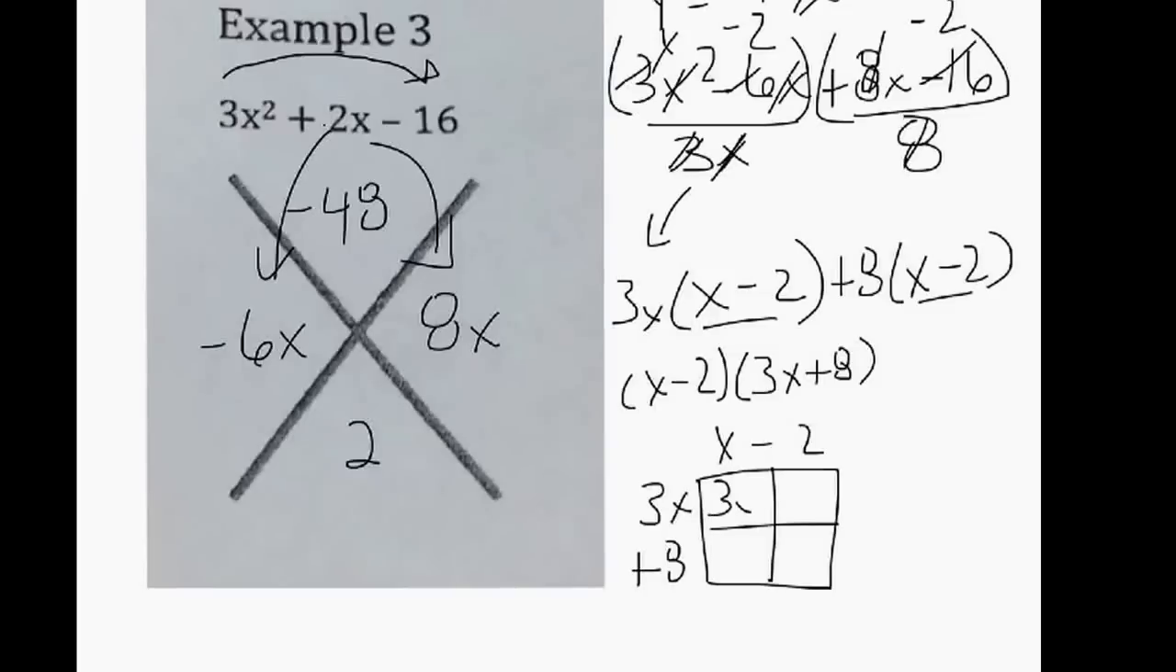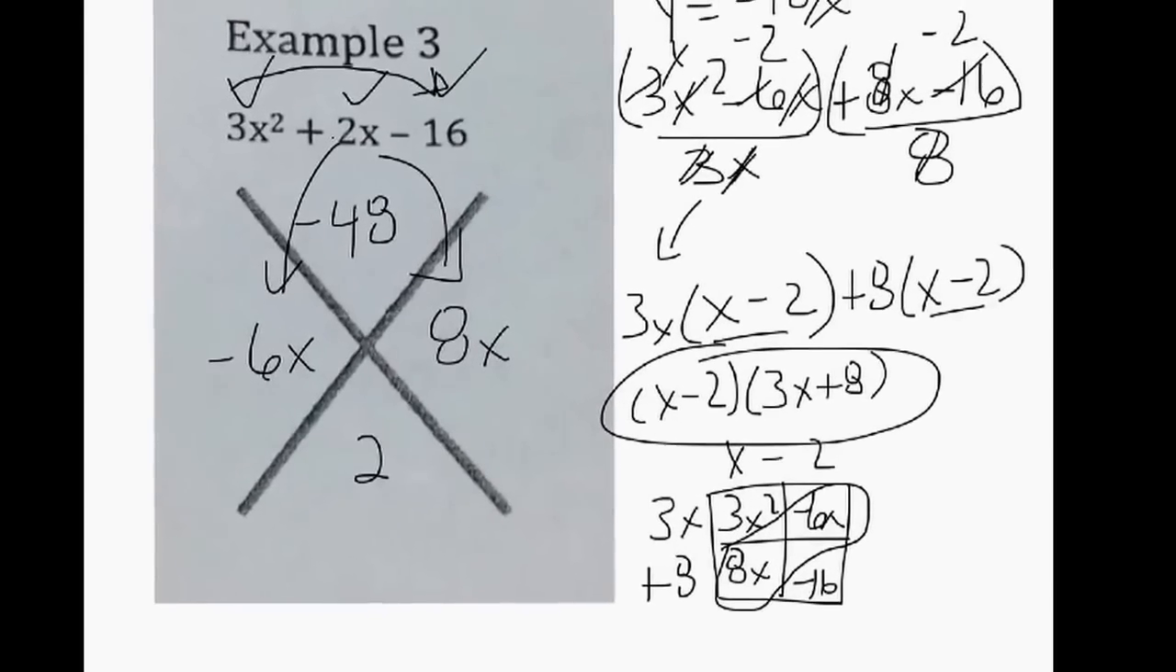3x times x is 3x squared, so that checks. 3x times negative 2 is negative 6x. 8 times x is 8x. So 8x minus 6x is 2x, that checks. 8 times a negative 2 is negative 16, that checks. So this is my right answer.